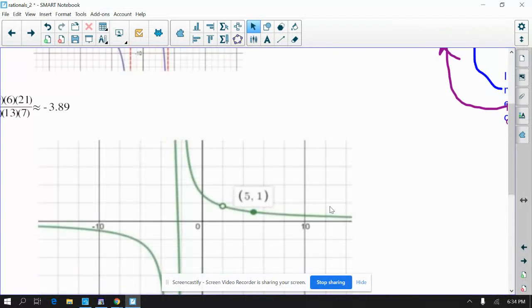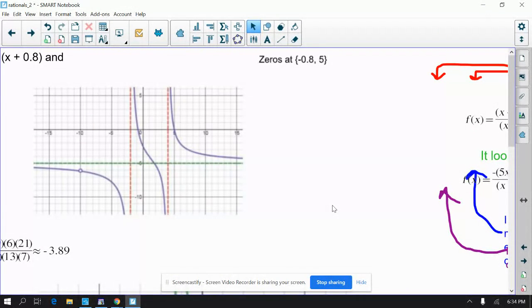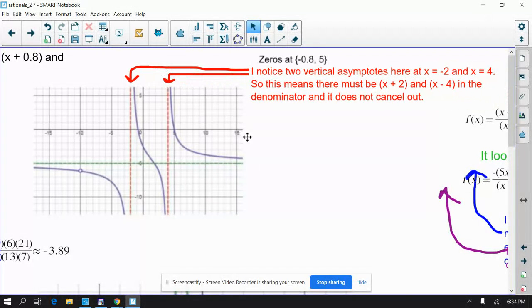Last one. I thought I had 2 more, but this is just the last one. We have this rational function. There's a lot going on, and we have a little bit of help. We are told that there are zeros at negative 0.8 and 5. What do you notice first? I always notice these vertical asymptotes. So I see two vertical asymptotes, one at x equals negative 2 and one when x equals 4. So that means x plus 2 and x minus 4 are going to be in the denominator.